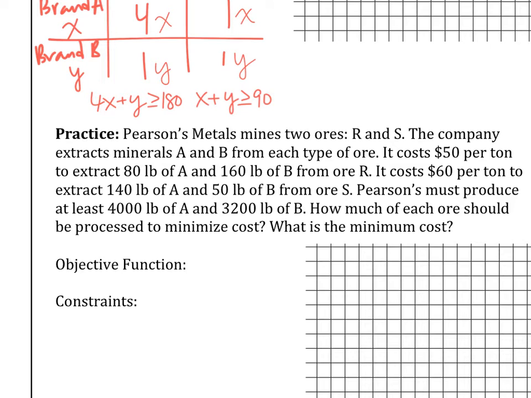It costs $60 per ton to extract 140 pounds of A and 50 pounds of B from ore S. Pearson's must produce at least 4,000 pounds of A and 3,200 pounds of B. How much of each ore should be processed to minimize costs? What is the minimum cost? All right, that is the question. Basically, the 2 question marks.